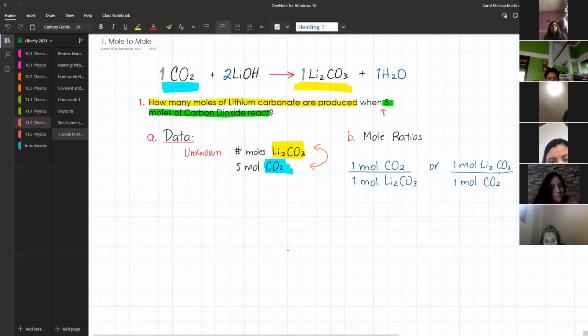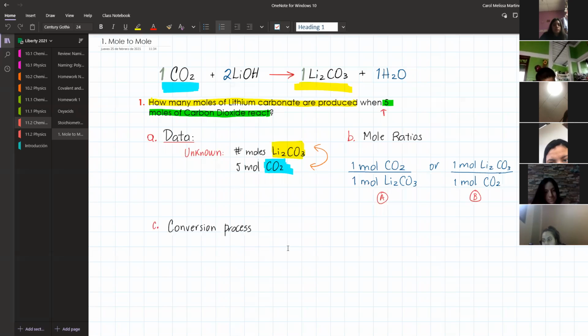After you get the mole ratios, that's it, okay? You have your mole ratio A and your mole ratio B. Which one are you going to use in the next step? It depends on what you have. So in the next step, what we do is the conversion process. Now in the conversion process, we always start by the given.